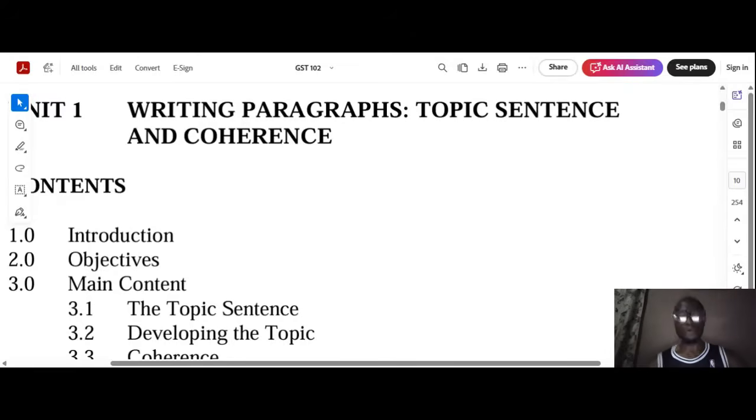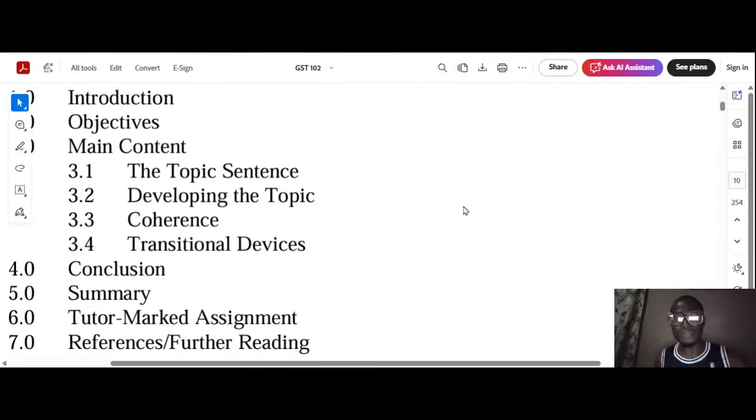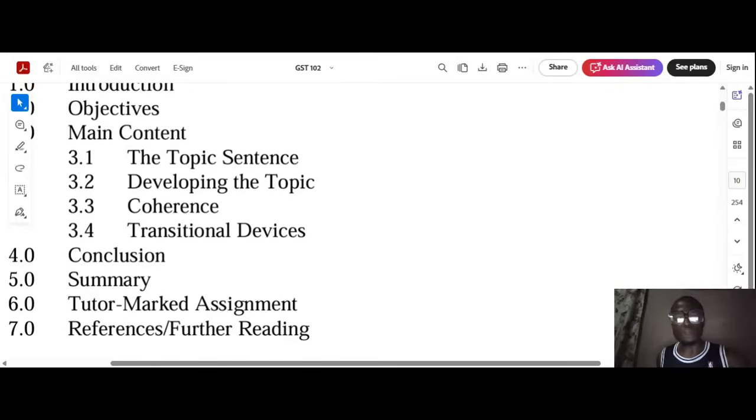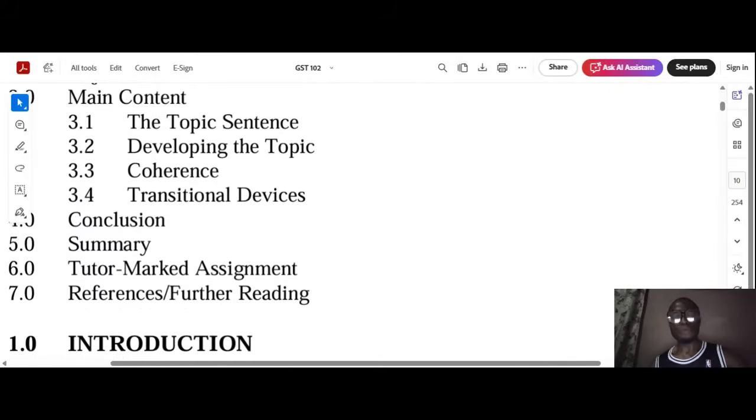So what are we looking at here in Unit 1? Writing paragraphs, topic sentence, and coherence. And in that, we have the topic sentence, developing the topic, coherence, transitional devices. Those are the things we'll be talking about.